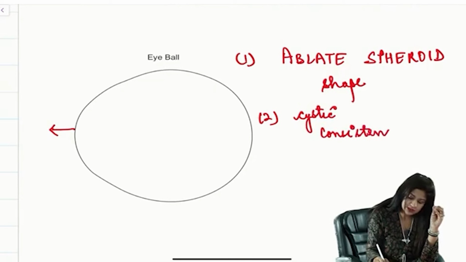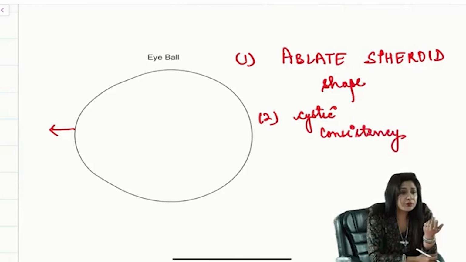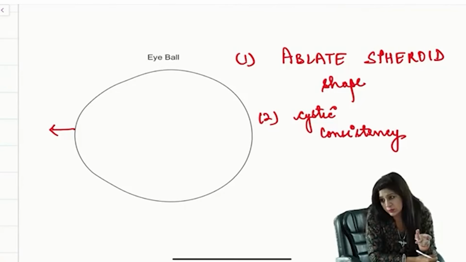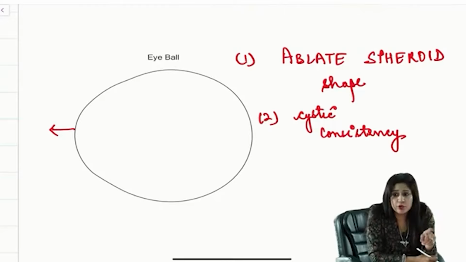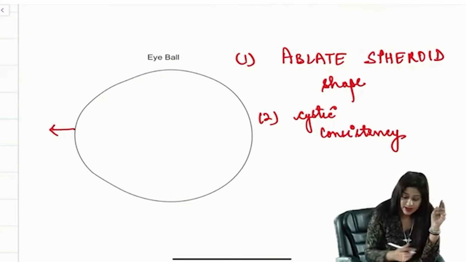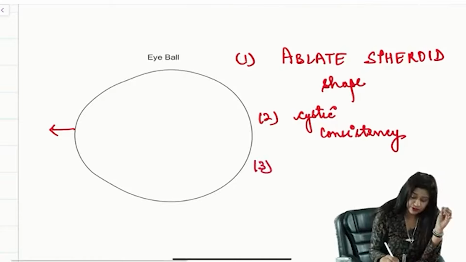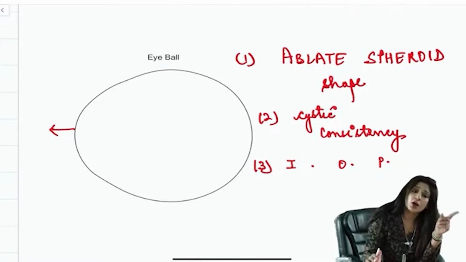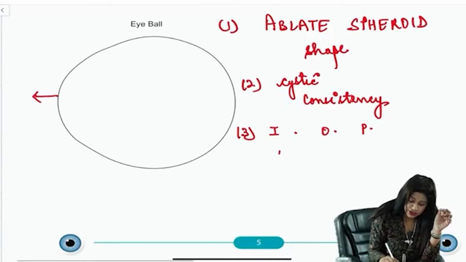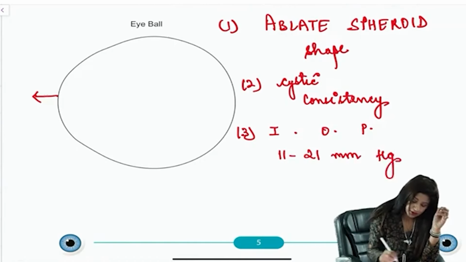What is a cyst? A fluid-filled cavity. So the name itself is self-explanatory. The eyeball contains fluids and therefore it is cystic consistency. And whenever we have a fluid, it will have a pressure. So because we have intraocular fluids, it will exert intraocular pressure. Intraocular pressure is 11 to 21 mm of mercury.